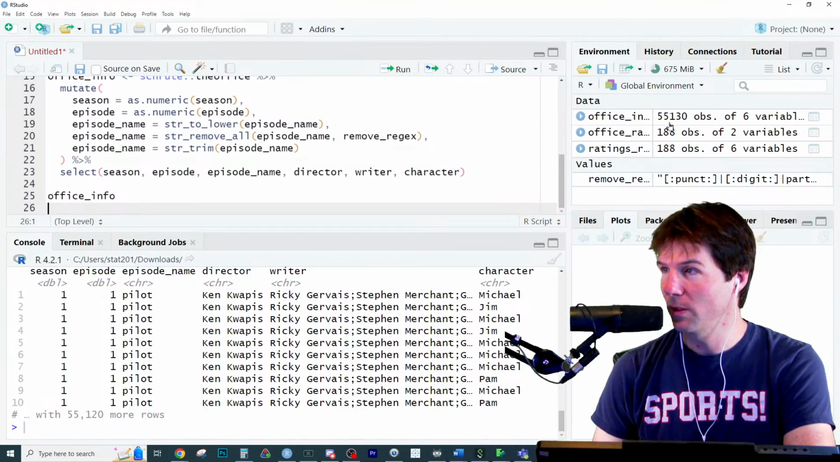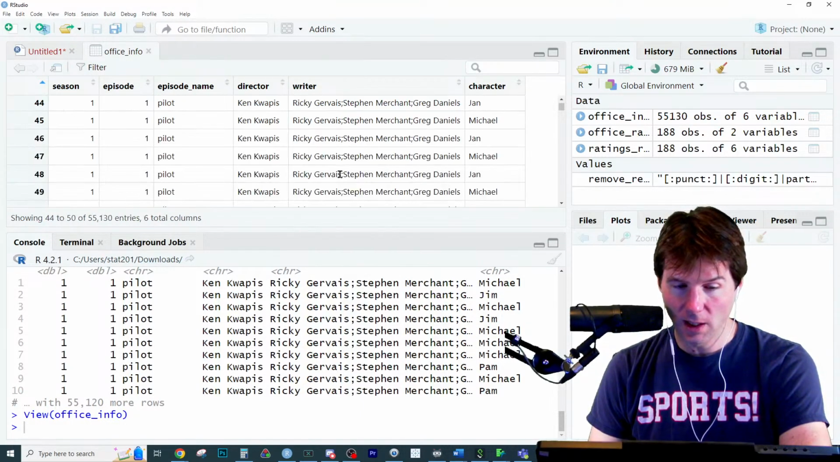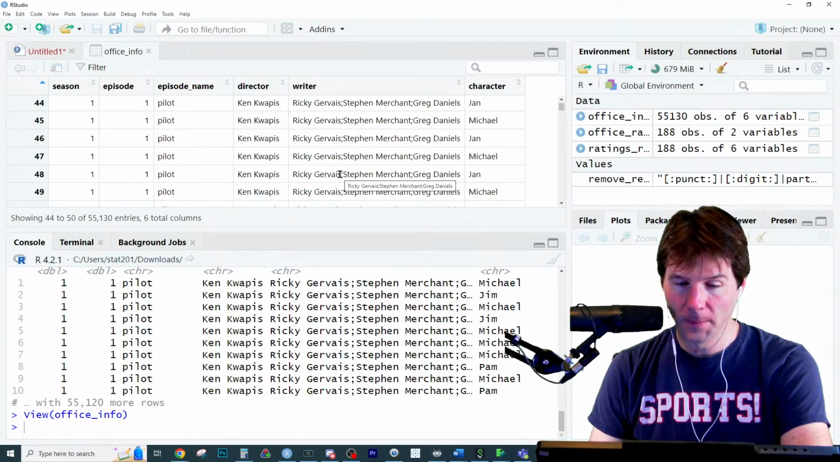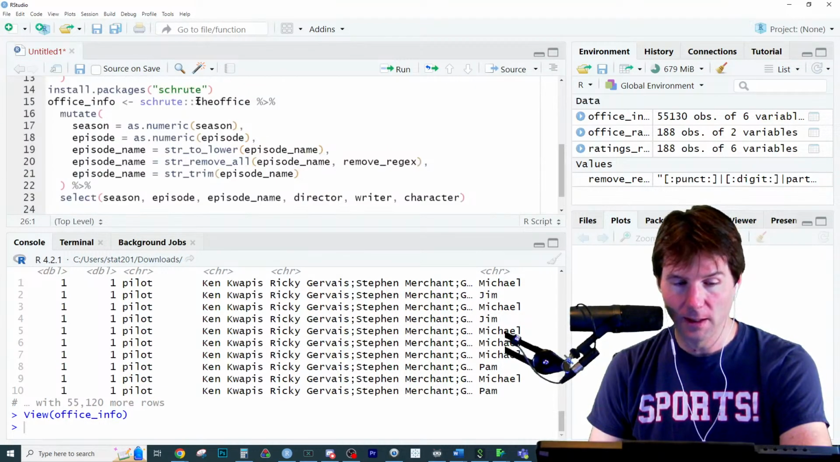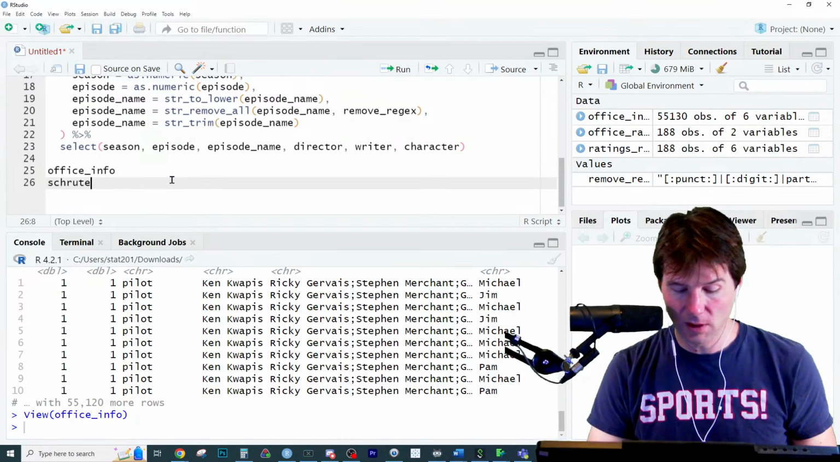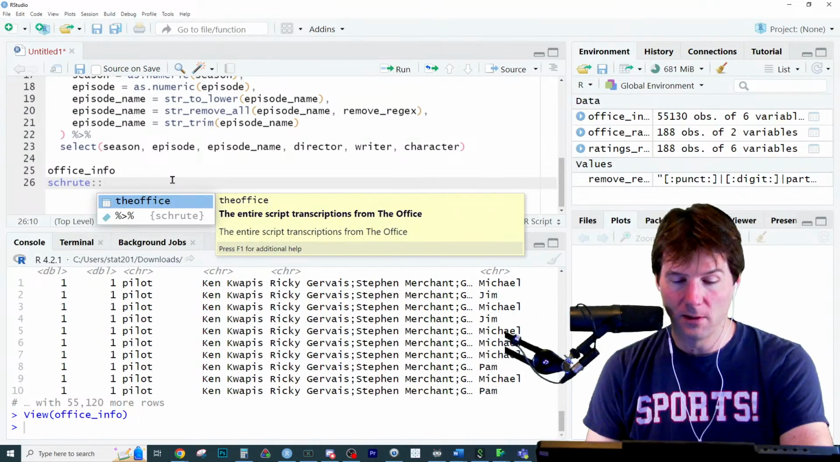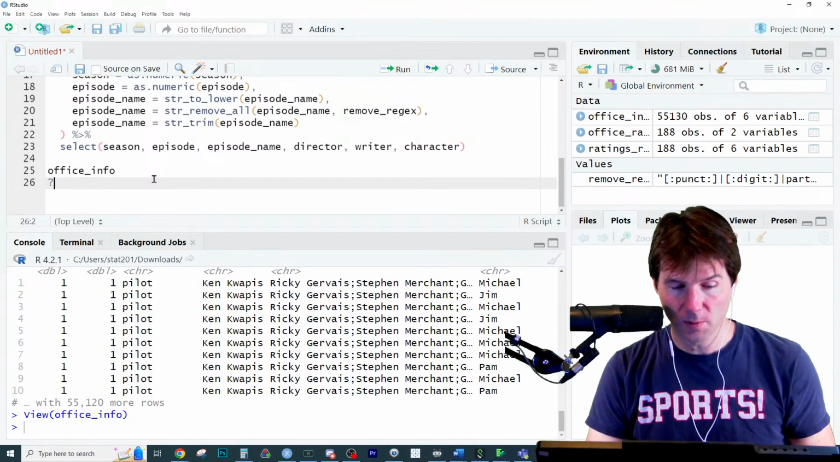55,130 observations with 6 variables. Whoa. There is tons of information right here. So tons and tons and tons of info to be gotten. And I do wonder what this package is and what it has in it. So what you can do is you can take the package and run this. Looks to be just for The Office or something. Let's run the question mark on it.